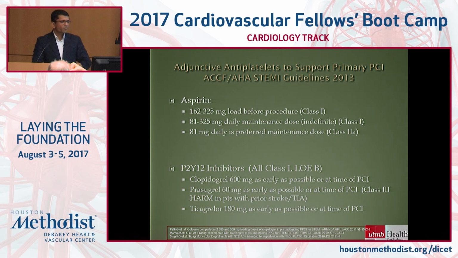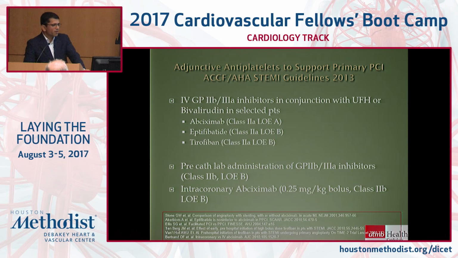So what kind of antiplatelets and anticoagulants should you use in patients who go for primary PCI? Your options include a loading dose of aspirin, everybody should receive aspirin, loading dose followed by a maintenance dose. Among the P2Y12 inhibitors, you have a class 1 recommendation for clopidogrel 600 milligram dose, prasugrel, particularly remembering there's harm with prasugrel in patients with prior history of stroke or TIA, and ticagrelor 180 milligrams. Any one of these three should be administered as soon as possible. For ticagrelor, the contraindications are severe liver disease and history of intracranial hemorrhage.